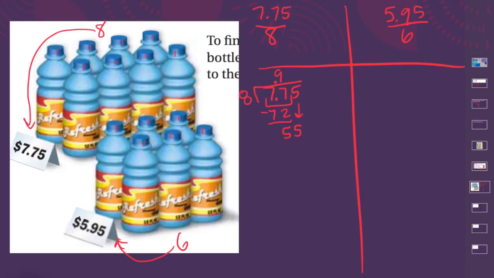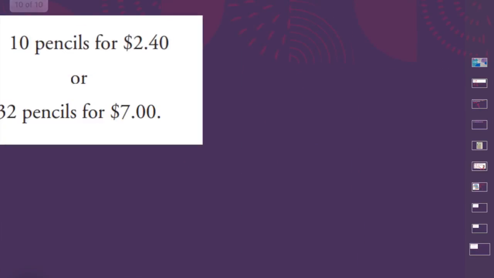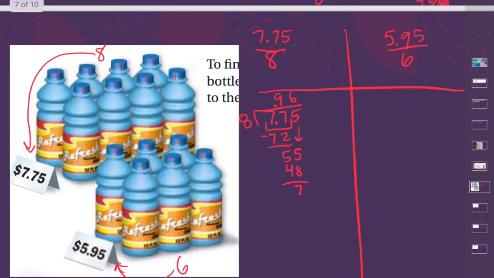Bring down our 5. 55 can be divided into 8 equal groups, 6 times with 7 left over. And then let's divide one more place value to make the comparison. Bring down our 0, and 70 divided into 8 equal groups would be 8. So that would be 6 left over.